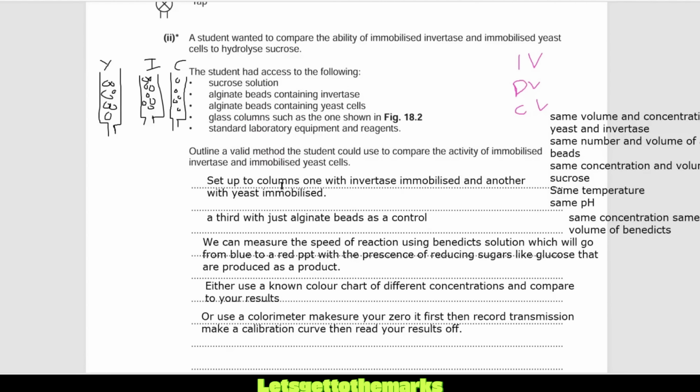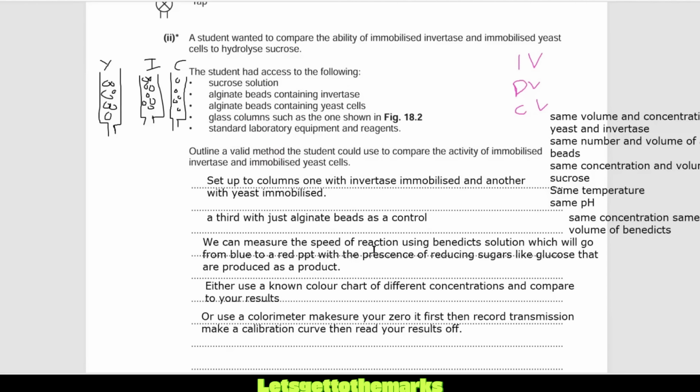So when you're saying set up your column with invertase immobilized and the second one with yeast, you could say make sure you use the same volume and concentration of yeast and invertase and the same number and volume of alginate beads. So you've kind of covered the control variables within your discussion of the independent variable. And then you could say set up the control with the same volume of alginate beads, but no yeast and no invertase. So I didn't really make that clear there.